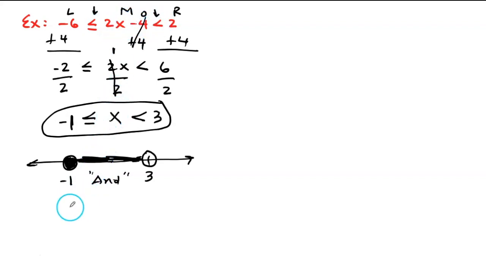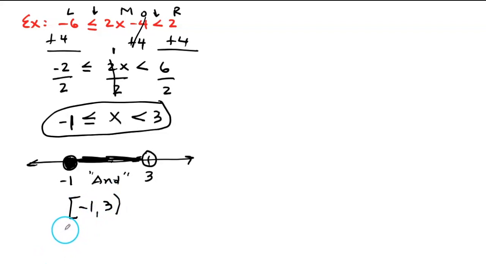Now let's write the answer in interval notation. My smallest number is -1. My biggest value is 3. -1 is included, therefore I put a bracket. The 3 is not included, therefore I put a parenthesis. And this is my interval notation.